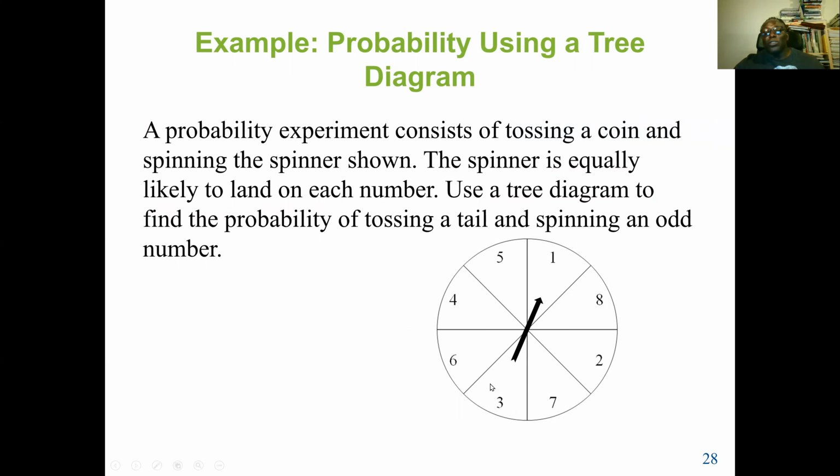So probability using a tree diagram, we saw this example by tree diagram, which is the concept of multiplying all the possible outcomes. A probability experiment consists of tossing a coin and spinning the spinner shown. The spinner is equally likely to land on each number. So we should use a tree diagram to find the probability of tossing a tail and spinning an odd number.